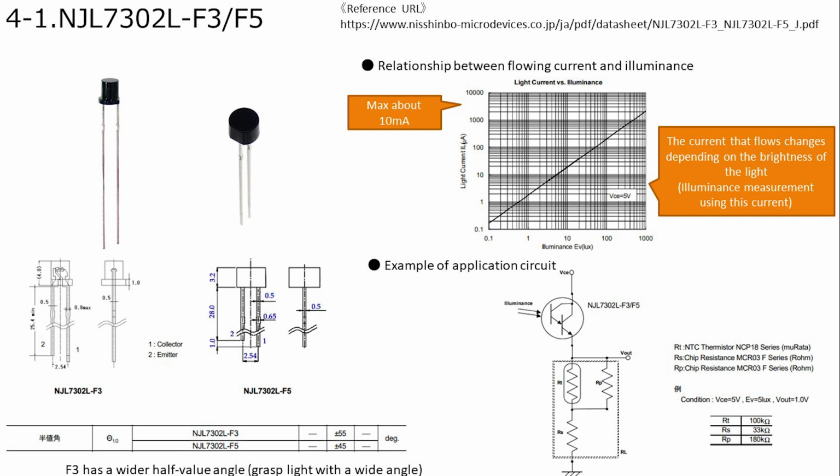There was a relational diagram between flowing current and illuminance. There is a graph only for use at 5 volts. Since the current changes depending on the brightness of the light, we will measure the illuminance using that characteristic. Also, as a circuit example, it seems that the current is grasped by measuring the voltage using a resistor. It seems that the maximum current that flows is about 10 milliamperes, so I would like to pay attention to that point when deciding the resistance.